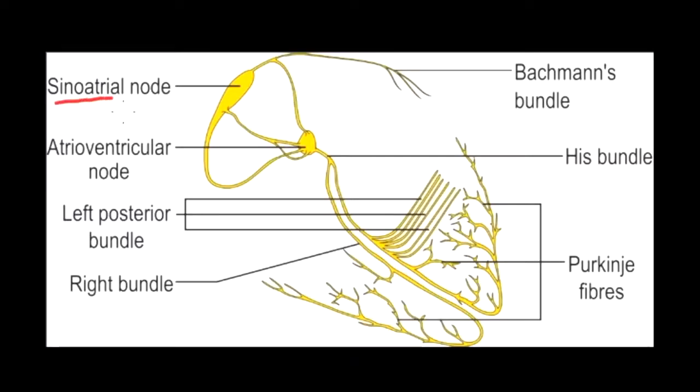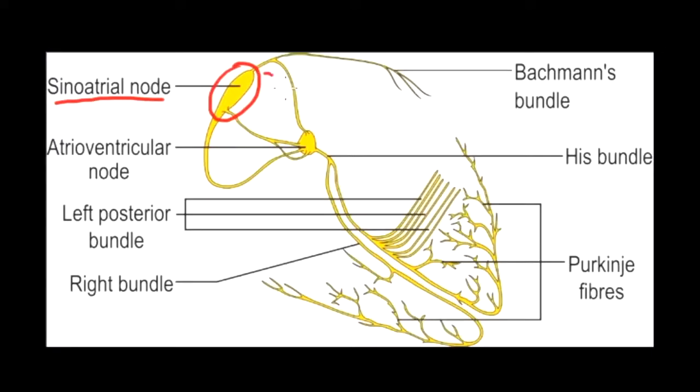So the first one that you've got to know is the sinoatrial node. It is at the very top, and the reason why it is there and it is the pacemaker is because its intrinsic activity is the fastest. And since it is the fastest, it's going to cause depolarization to occur all the way down, and everything else is going to have to be in concert. So this is kind of the conductor of the concert.